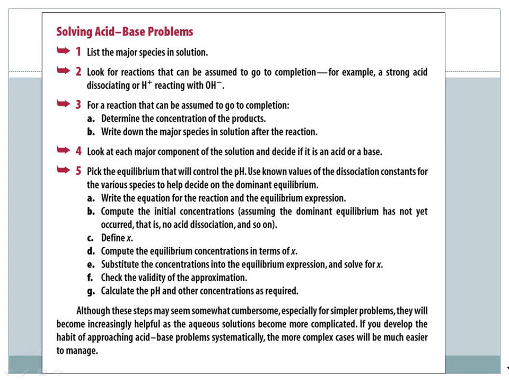All right, list major species in solution. So in other words, you're remembering that all these things are dissolved in water. Whether you're talking about an acid or a base, everything is in water. Look for reactions that can be assumed to go to completion. So that would be your strong acids, strong bases, because those are the math problems that we just kind of went over. For a reaction that can be assumed to go to completion, determine your concentration, write down the major species of the solution after reaction, so that's using your molarity.